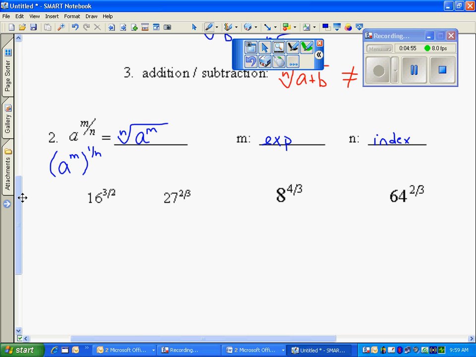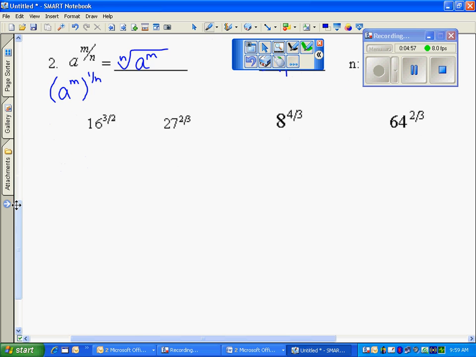If I look at 16 to the 3/2, we don't want to write it as 1.5. That doesn't mean much. I'm going to dissect it down. It says I want 16, and I want to cube it from the 3 in the numerator, and I want to take the square root of that. Well, I don't know what 16 cubed is in my head, but I do know what the square root of 16 is, and then with that, I can cube. The square root of 16 is 4. 4 cubed would be 4 times 4, which is 16, times another 4, which is 64.